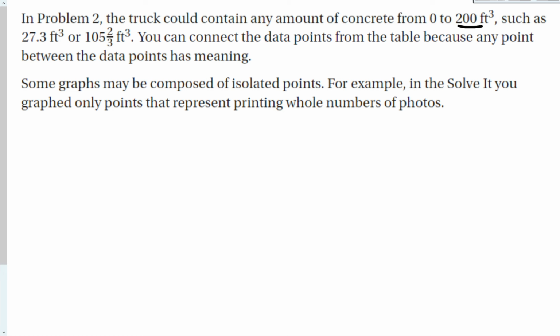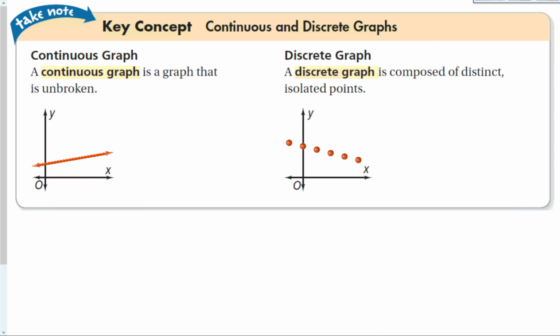So some graphs, you can connect all the data points from the table because any point between the data has meaning. Sometimes you can't. Some graphs can be composed of isolated points. So when we have a continuous graph, that is a graph that's unbroken, we have one solid line. If we have just data points and we don't connect the line in between them, it's called a discrete graph. So we have continuous and discrete.